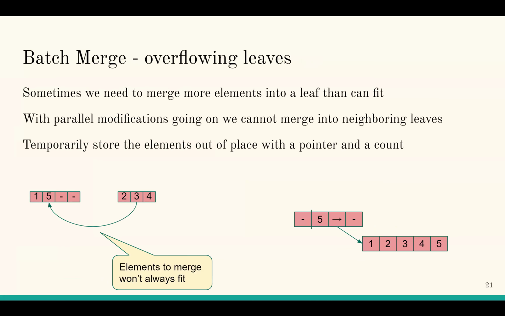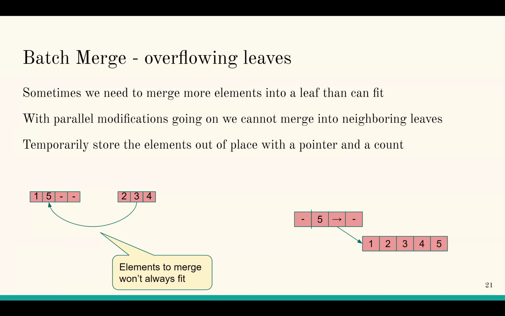However, I skipped over a step. Sometimes you want to insert a range of elements all to the same leaf, and they don't fit. This will never happen in serial. When you maintain your density bounds, you can always ensure that you can fit the one additional element you want to insert. Also, you can always just shuffle into your neighboring leaves to rebalance.